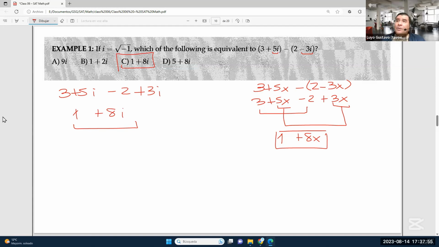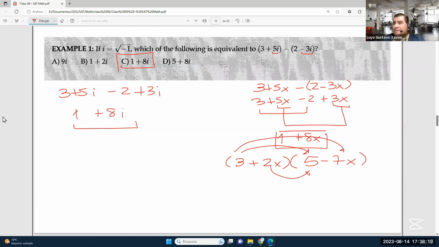Let's see another example. What would happen if they asked you to multiply? So what would you do if you had to multiply this, for example? 3 plus 2x times 5 minus 7x. It's easy, right? You apply the distributive property. Multiply this times this, this times this, and so on, and then reduce like terms as much as you can.